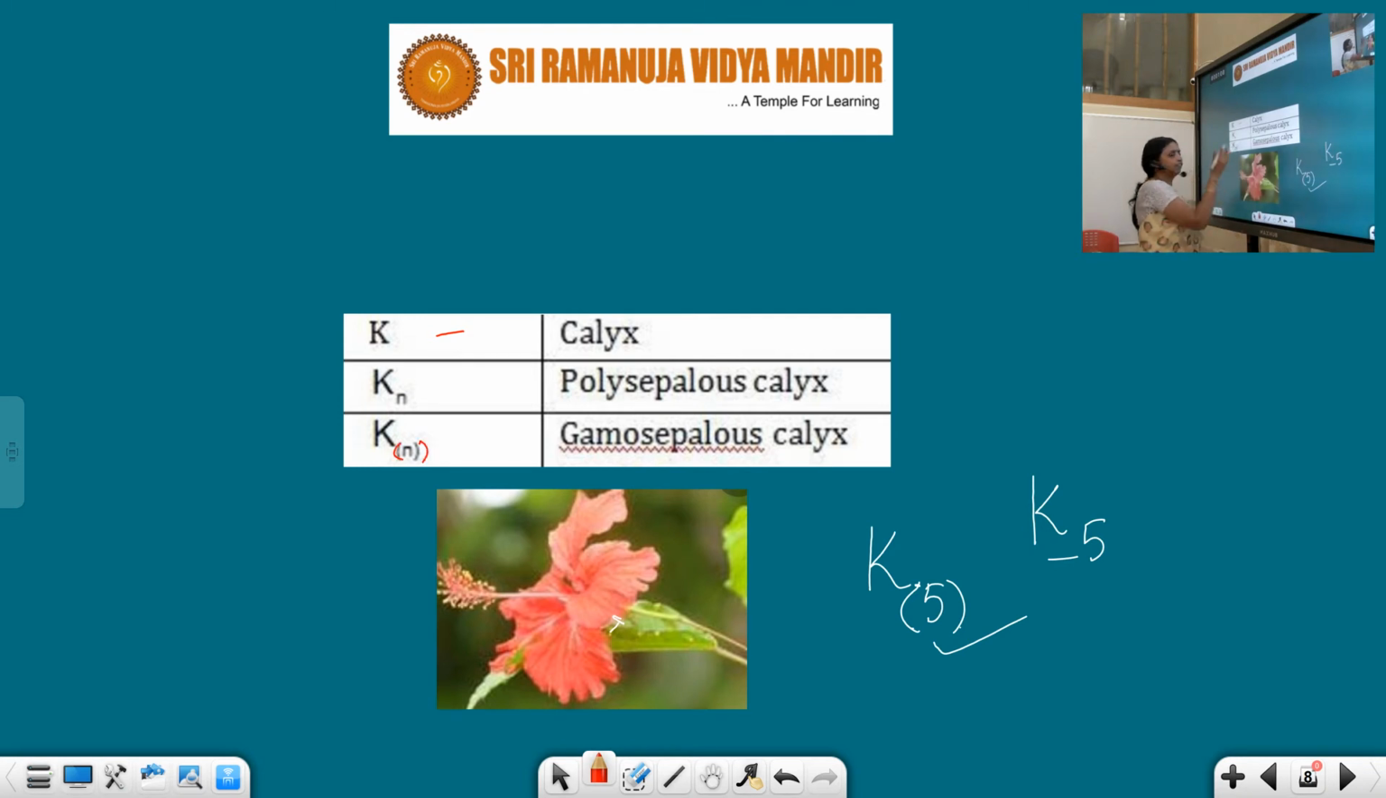number n, either 5 or 6 or 3 or 4, that is trimerous, tetramerous or pentamerous. So the number may vary. And if it is in a bracket, it is gamosepalous, and if there is no bracket, then it is polysepalous. So this is how we represent the calyx.